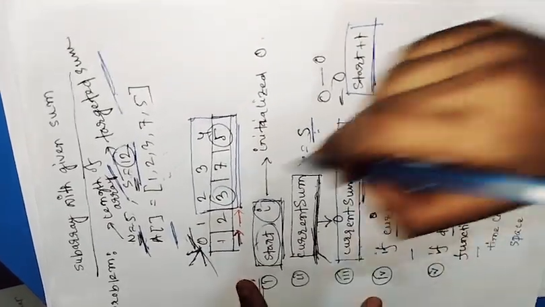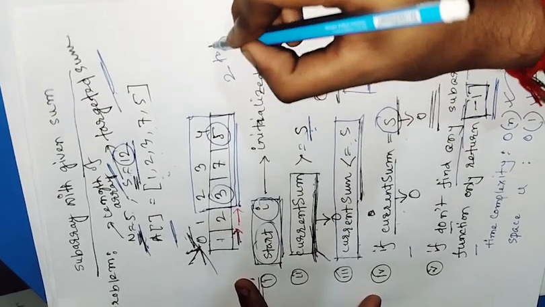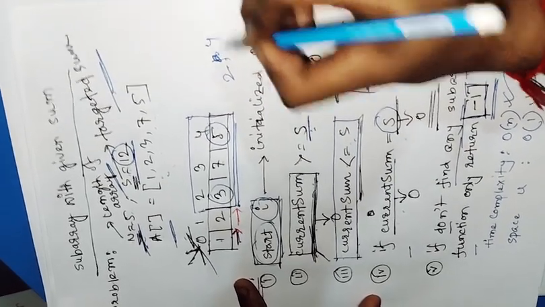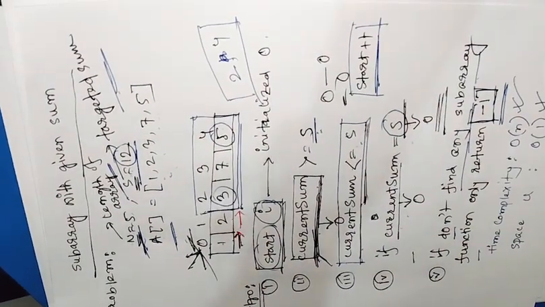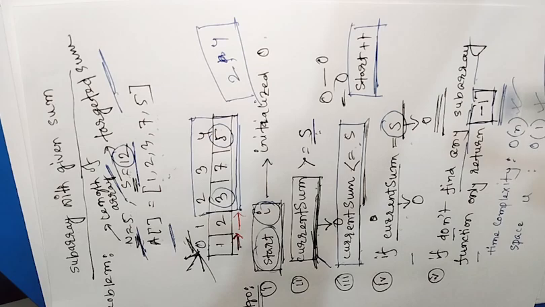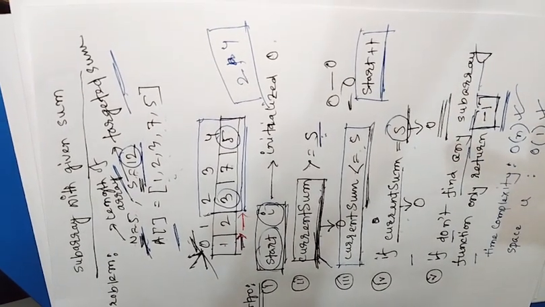Result should be 2 to 4. 2 to 4 means 2 comma 4, result should be. So now I write down the code in my code editor.